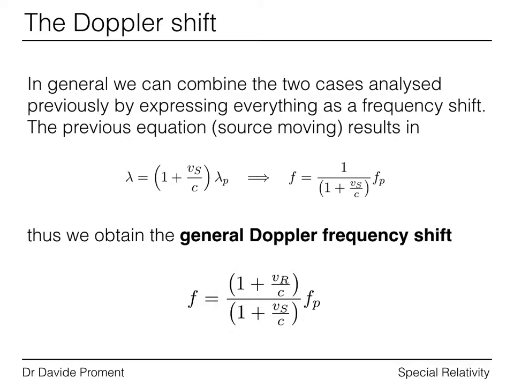By combining the two cases, that is, by allowing both the source and the receiver to move with respect to the medium, we finally obtain how the frequency of the signal is modified, that is, the Doppler frequency shift.